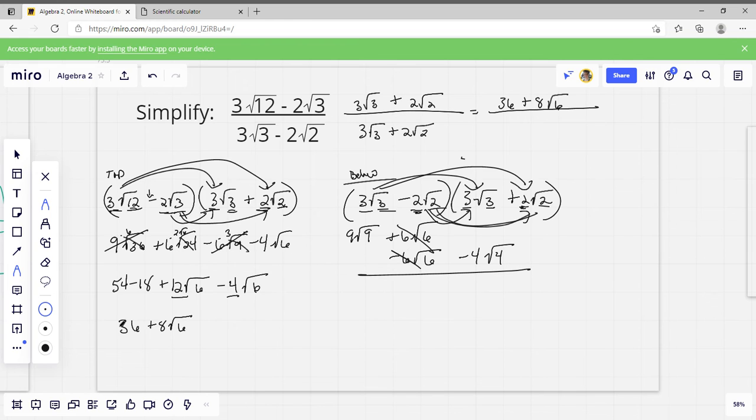All right, those are going to cancel. And I'll get 9 times the square root of 9 minus 4 times the square root of 4. That would be a 3. That would be a 2. 9 times 3 is 27, minus 2 times 4 is 8. All right, so 27 minus 8 would be 19.